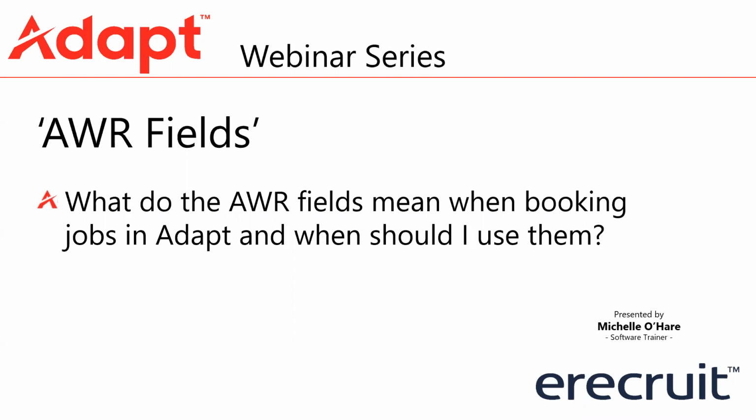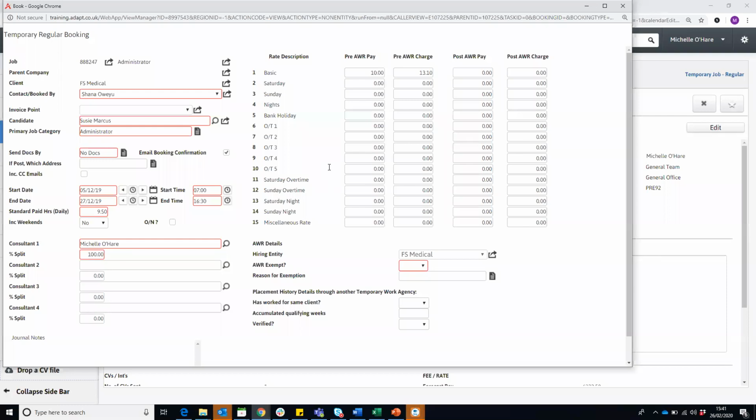On this particular webinar, we're going to take a look at the AWR fields when you're booking a candidate into a job. I'm currently on the final page of booking a candidate on a temp regular booking, as we can see here. On the right-hand side, you'll find you've got an AWR section. We're just going to run through the fields and what they link to and what they're asking for.